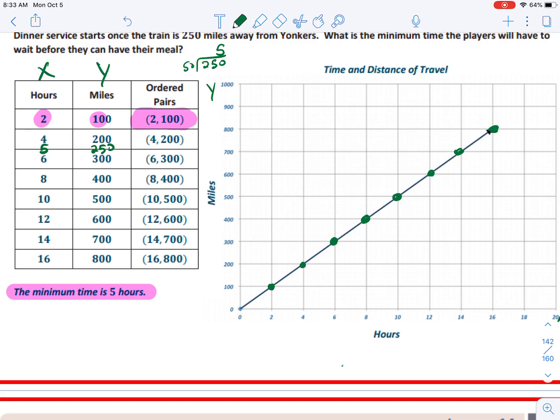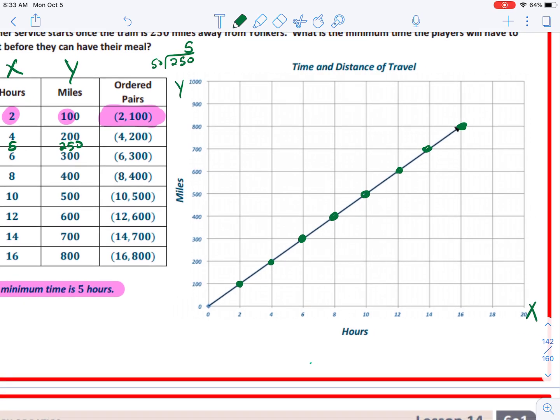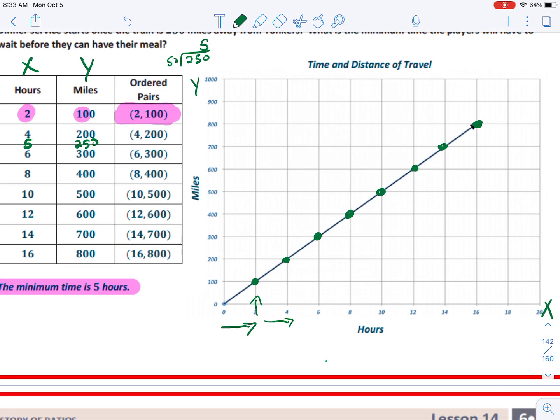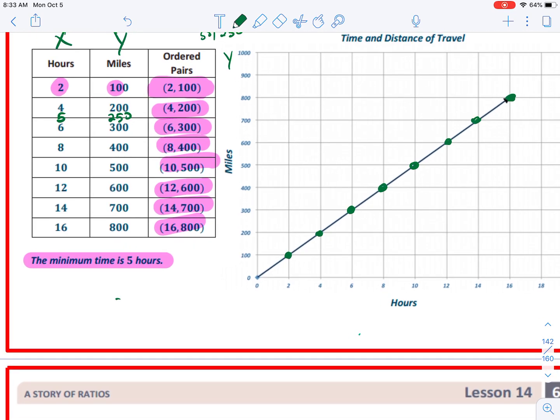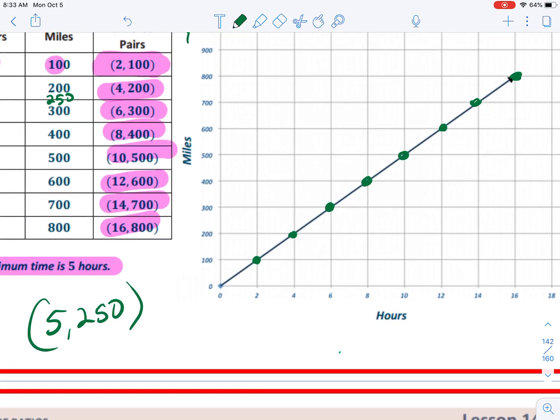to 800. Remember, you go over to the X on the X axis first, and then you go up to the Y. So I'm going over to 2, and then up to 100. Going over to 4, up to 200, because I'm following the ordered pairs on my table. Now that we know this, where would 5 hours and 250 miles go? Well, I know 5 hours would go between 4 and 6, and 250 would go in between 200 and 300.